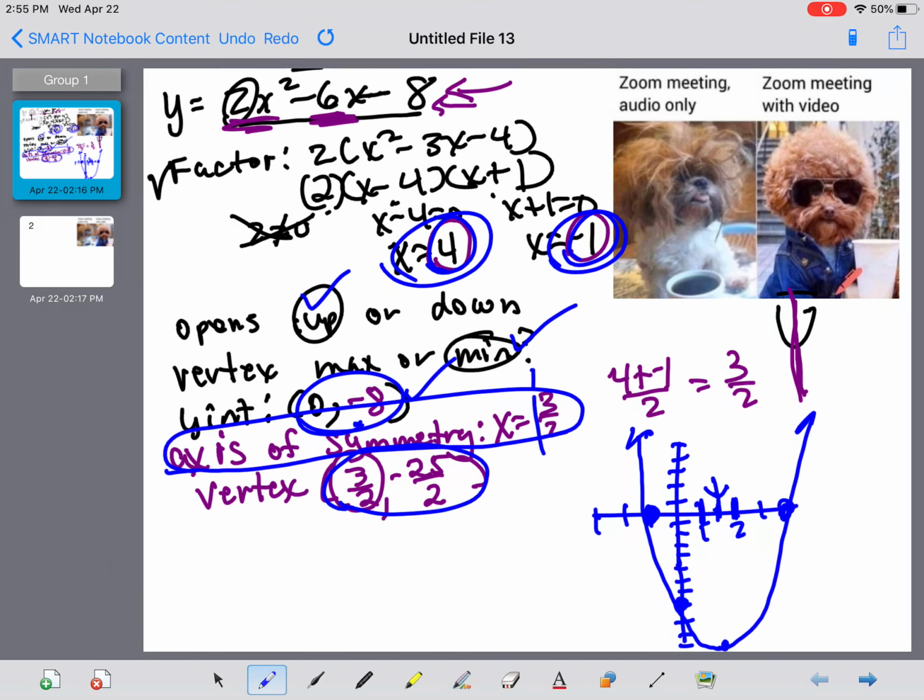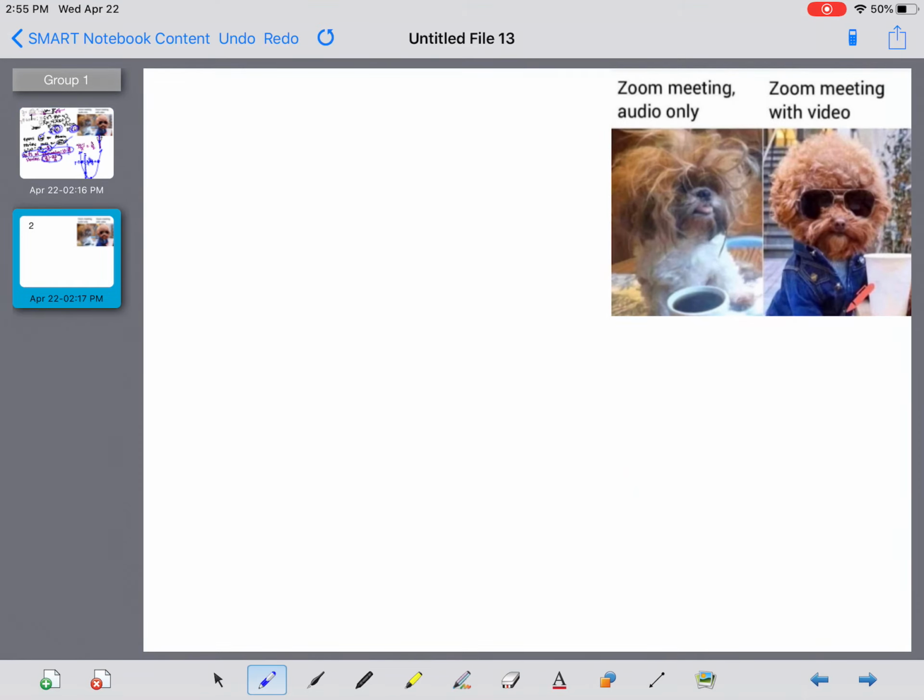So you just have to name it, you don't have to draw it. But an axis of symmetry always cuts right through your vertex. All right, so now let's do actually one on your page. If you get out your homework and look at number 3. Number 3 is y equals 3x squared plus 12x.